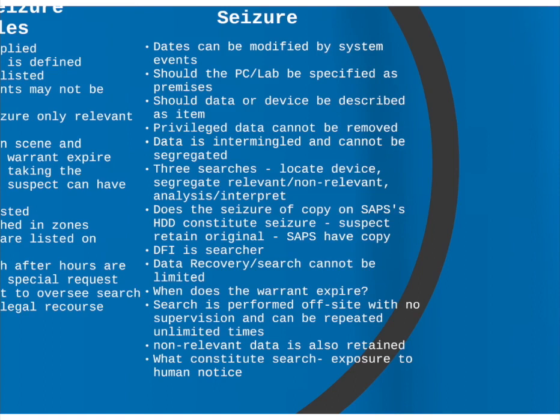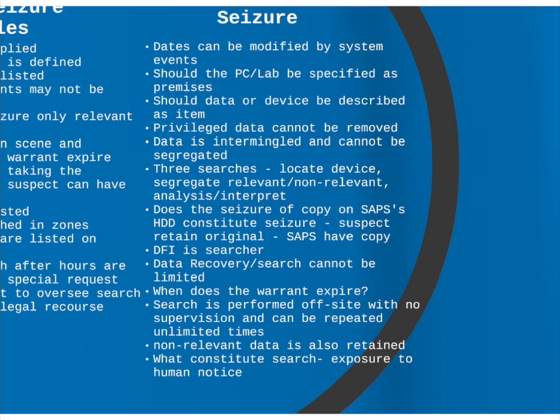Should the PC be specified as the premises, the computer, or is it a digital environment? Is it cyberspace that we're defining? Should the data on the device be described as the item? Am I seizing the data or am I seizing the item? Privileged data cannot be removed. Data is intermingled and cannot be segregated.